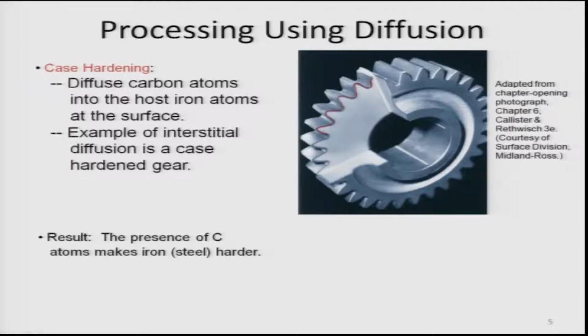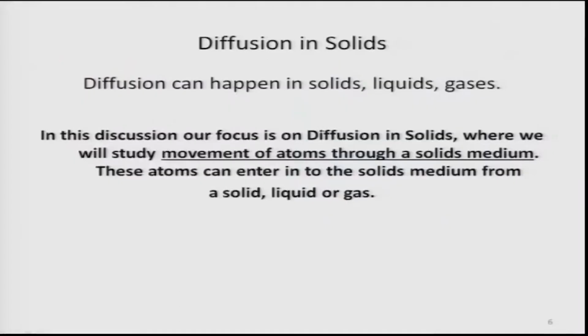It is not a which will be diffusing inside the iron lattice, because this is a steel piece. So, diffusion in solids, diffusion actually happens in solids, okay. But most of the discussions which we will be doing here will be based on diffusion in solids, and diffusion in solids basically deals with movement of atoms in a solid medium. So, these atoms can either diffuse into the solid medium from a gas or liquid or solid.